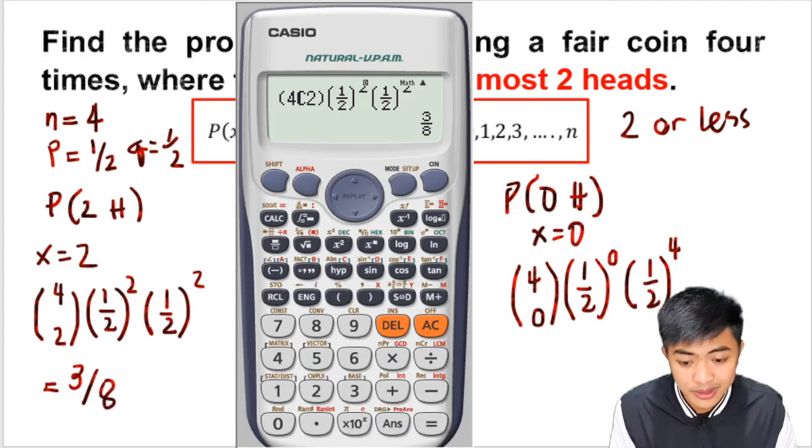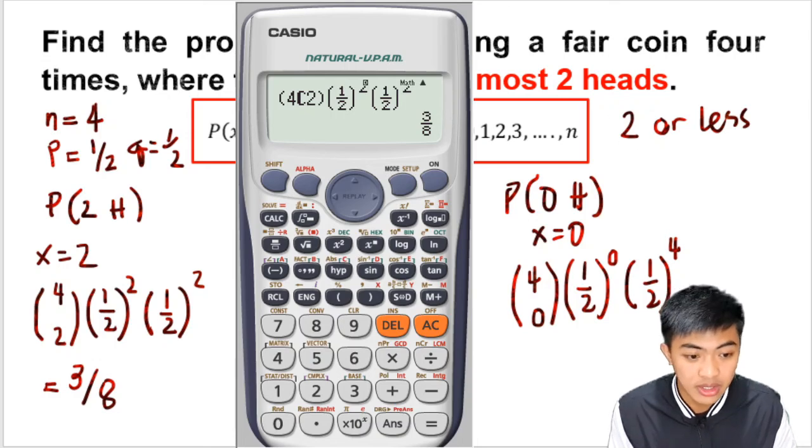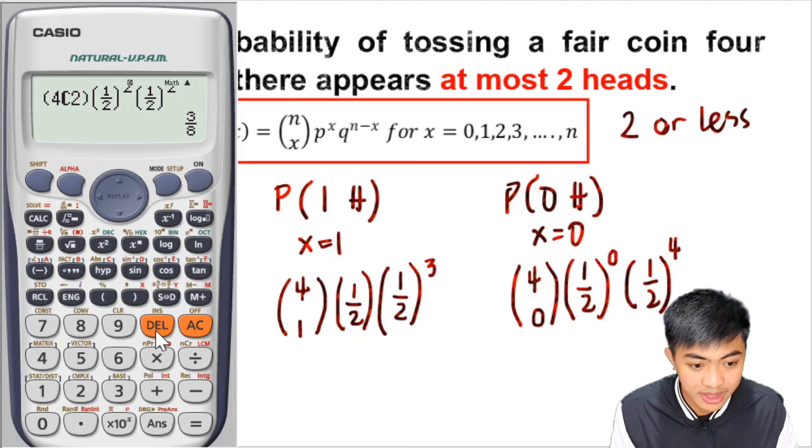And then next, let's compute naman yung probability na makakakuha siya ng 1 head. So input natin yon sa calculator. Actually, pwede ko na lang gamitin yung in-input ko kanina. So palitan ko lang yung mga values ni x. So dito for combination 1, and then the exponent here is, palitan natin ng 1. And then dito naman, the exponent is 3. And so I can now press equals. The answer there is 1/4.